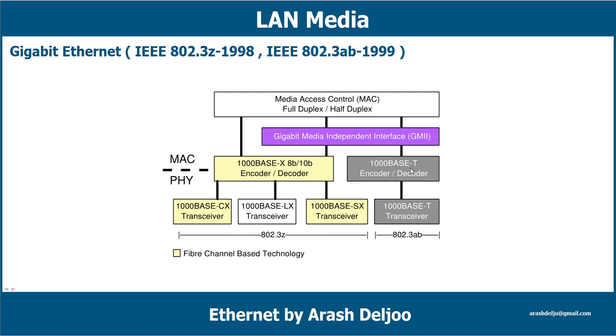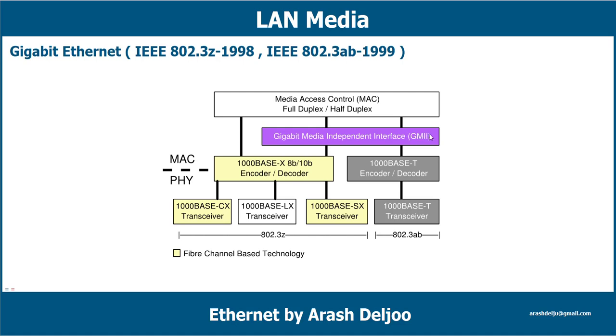Okay, with the ratification of IEEE 802.3ab, Gigabit Ethernet became the desktop technology, as organizations could use their existing copper cabling infrastructure. The IEEE 802.3z standard specified the operation of Gigabit Ethernet over fiber and coaxial cable and introduced the Gigabit Media Independent Interface, or GMII.